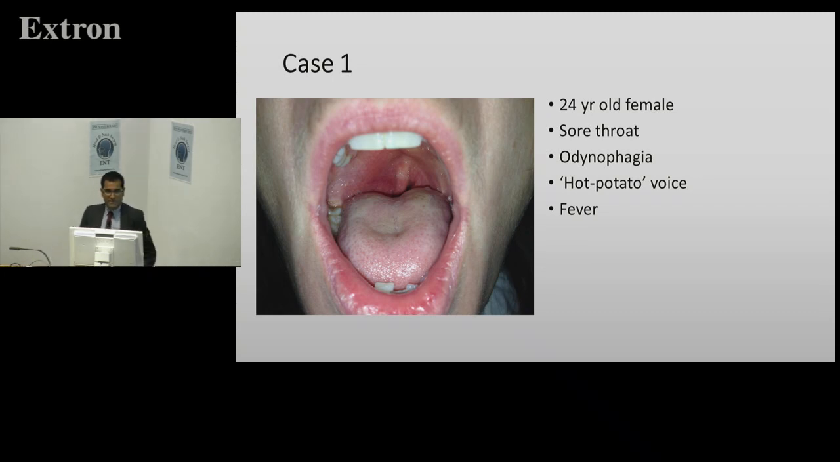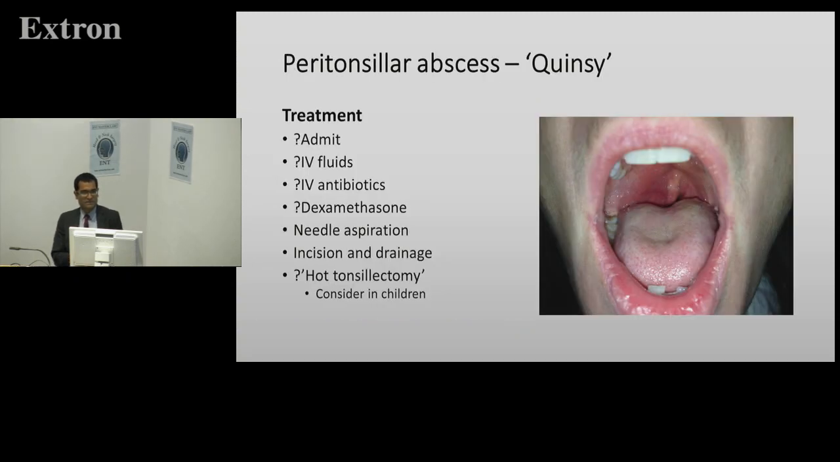So I'll go through the first case, which is something that most of you will be familiar with: a young lady, 24 years old, who presents with sore throat and odynophagia. Her voice sounds as if she's got a hot potato in her mouth, and she's got fever. The diagnosis is pretty straightforward. This is a complication of tonsillitis, and it's a peritonsillar abscess.